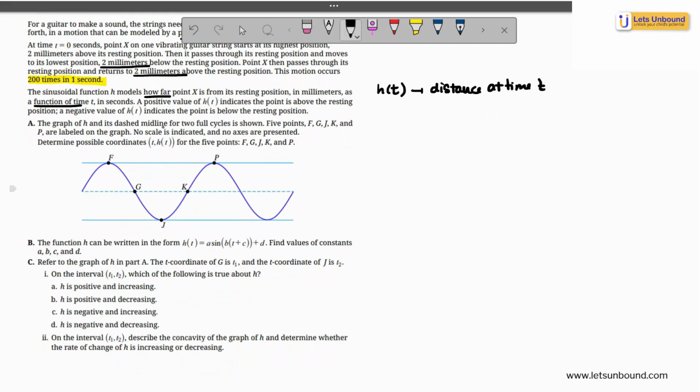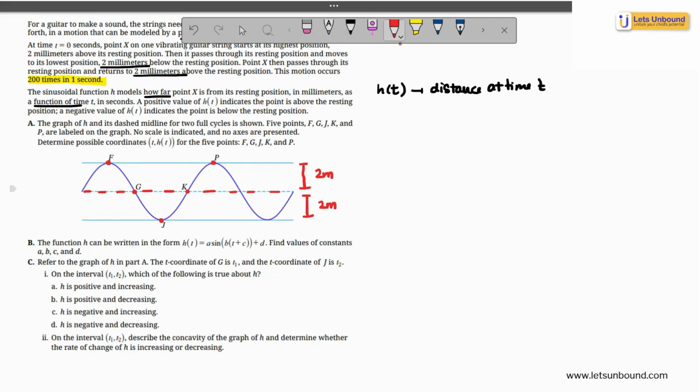No scale is indicated and no axes are represented. However, we have to determine the possible coordinates for the 5 points F, G, J, K, and P. Let's try and understand the problem first. Now, F is a point here on the curve, along with G, J, K, and P, and I want to find out their coordinates. Thinking about all the information given in the question, I have also been told that this is the resting position for my curve, and so this is 0 millimeters. If it goes up, this is 2 millimeters. If it goes down, it is again 2 millimeters.